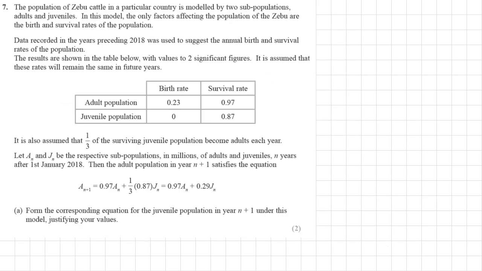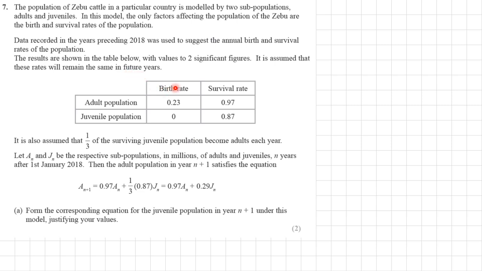Question number 7. The population of zebu cattle in a particular country is modelled by two subpopulations, adults and juveniles. In this model, the only factors affecting the population of the zebu are the birth and survival rates of the population. Data recorded in the years preceding 2018 was used to suggest the annual birth and survival rates of the population. The results are shown in the table below with values to two significant figures. It is assumed that these rates will remain the same for future years.